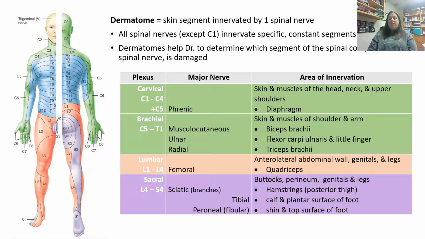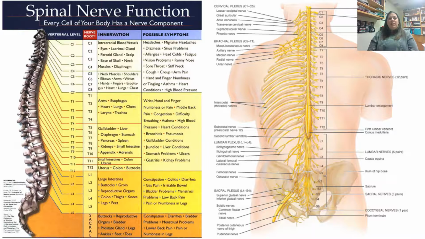The tibial part of the sciatic is going to talk to the calf and plantar surface of your foot. And the peroneal, or fibular, is going to communicate with your shin and top surface of your foot. Here it just gives you an example of these functional nerves. It shows you which nerve talks to each area, what it innervates, and possible symptoms that can come if damage to that nerve does occur.